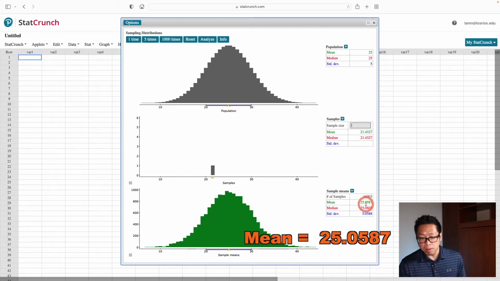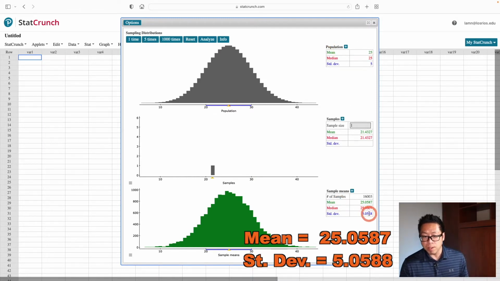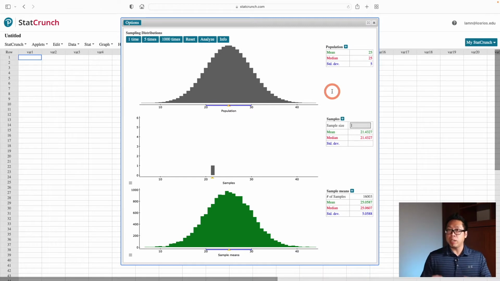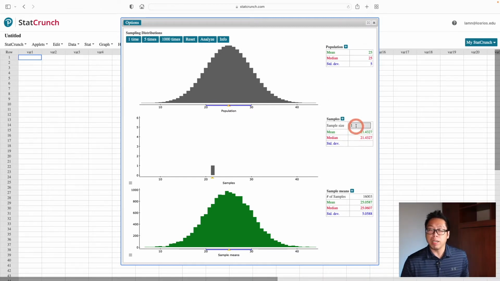The mean, 25.0587, so roughly 25, roughly the same as the original, which was 25. Standard deviation, 5.0588, roughly 5, roughly the same as the original. Now, what happens when I increase the sample size? In other words, what happens when I increase the number of people that I pick? So let's increase this to 5.